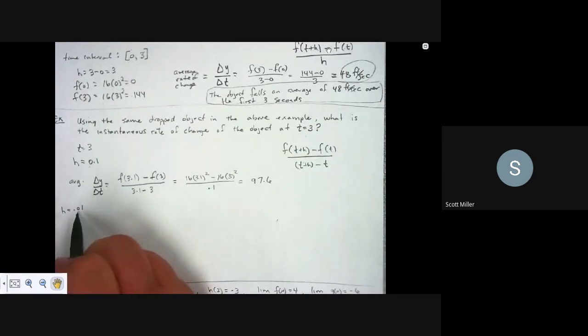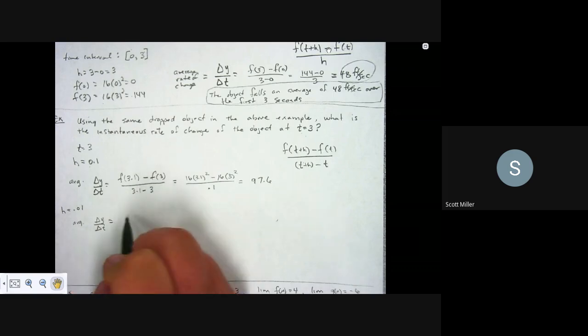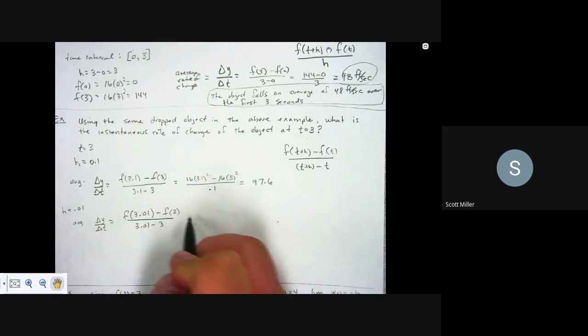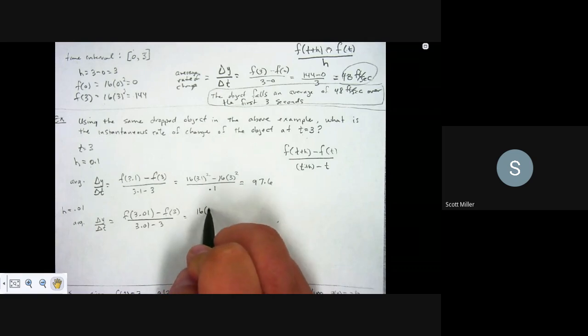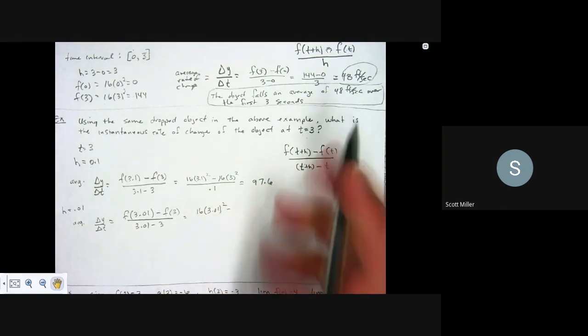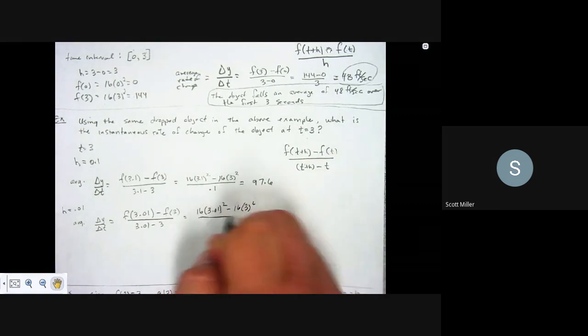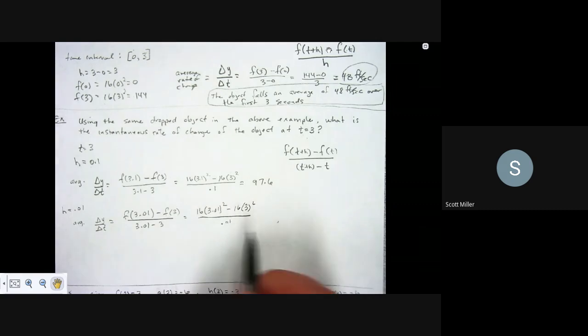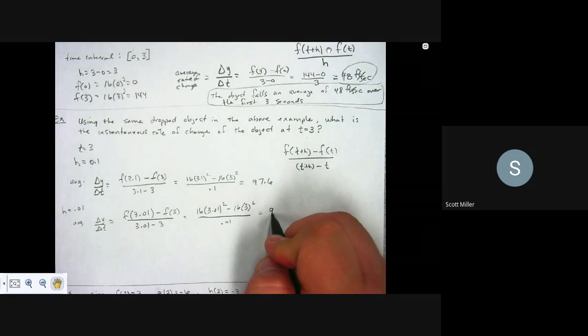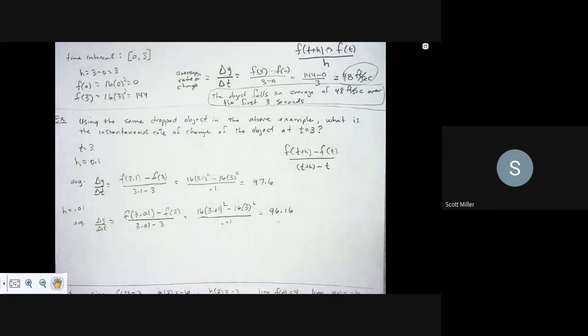If I have this value of h, then this problem becomes, so our average is the change in the y, the change in the t is now going to be f of 3.01 minus f of 3, over 3.01 minus 3. Plug those numbers in, and we work this out, 3 squared, and this time, the difference down here is going to be 0.01, because that's what h is. And if I type this into the calculator, this answer now becomes 96.16 approximately.